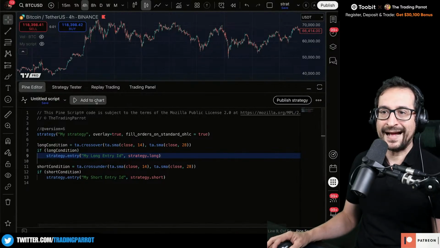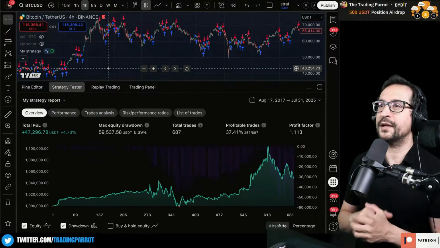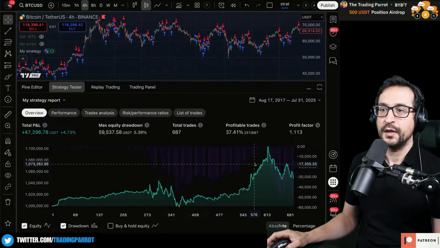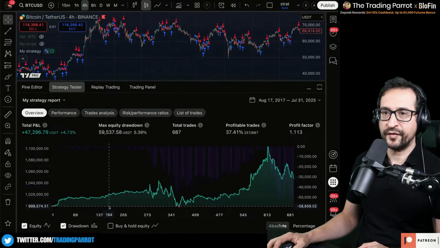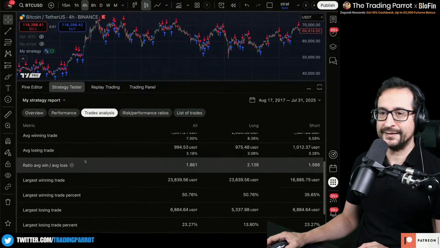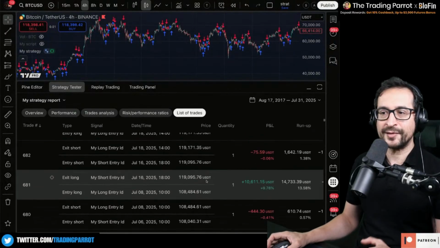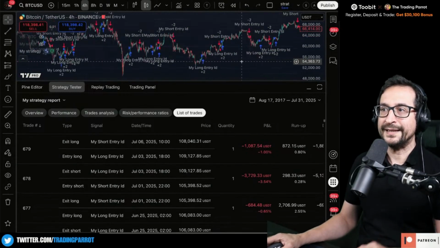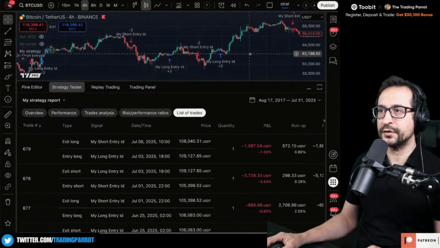Next, I'm going to add it to the chart to see that strategy. This is not the strategy that we're going to build, but we're just going to see and have some expectations of what we can get out of a strategy. We can see the performance, the overview, the trade analysis. Here we have tons of statistics, risk performance ratios, and the list of each individual trade. None of these things you can do with only an indicator. Neither can you see on the screen where it took a long, it took a short, and all of that.